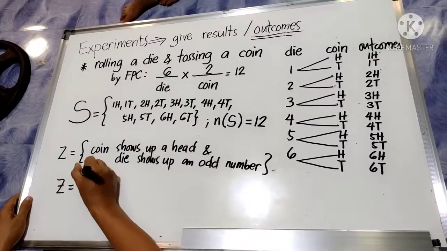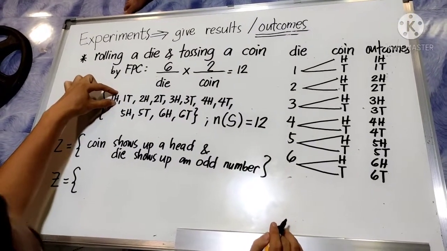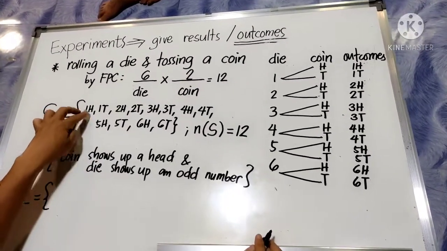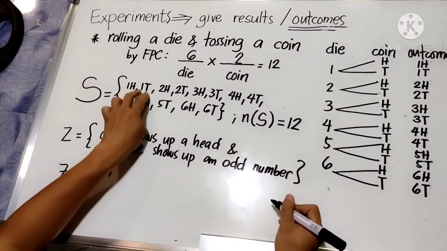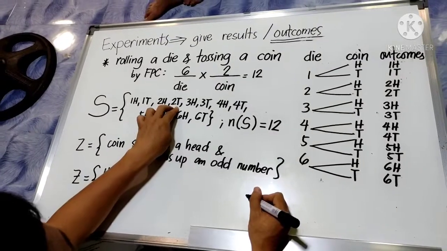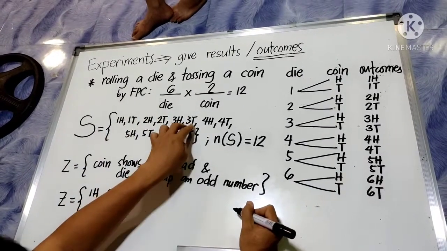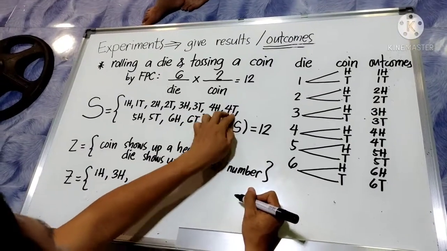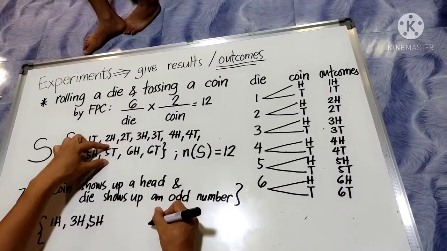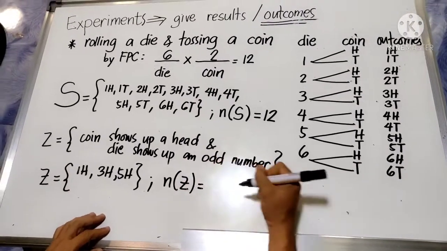So what are the elements of your Z? The coin shows up a head. And then the die shows up an odd number. So head and odd. This one. Odd, then head. So you will include this. Ito, odd, pero hindi head. Ito, head, pero even. Ito, walang head. Ito, odd, head. So, you will include that. 3H. Ito, walang head. Ito, merong head, pero even ang number. Ito, walang head. Ito, odd, and then head. So, you will include it. 5H. Ito, hindi kasali. Ito, hindi rin kasali, as well as this. You enclose. So, what is our N of C? Let us count. 1, 2, 3.